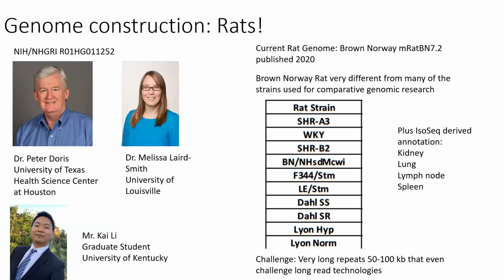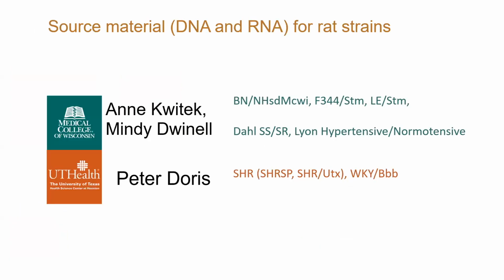Then I got to meet that Peter fellow. After a couple of years, with the help of Melissa Laird Smith, we landed an NIH R01, and we put Kai to work assembling genomes. And this is the long list of what we're working on. We've got the A3, the WKY, the B2, and the Brown Norway done, and a couple of the others are very near completion. The source of the material, you know these people, you know these rats far better than I do.